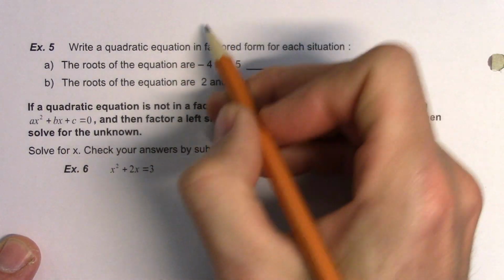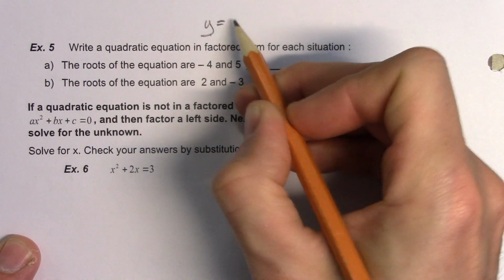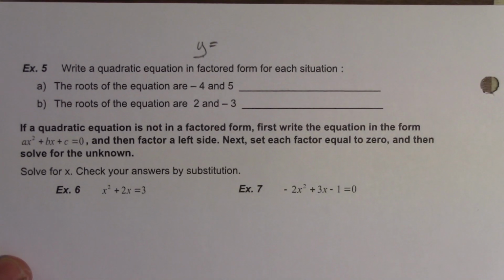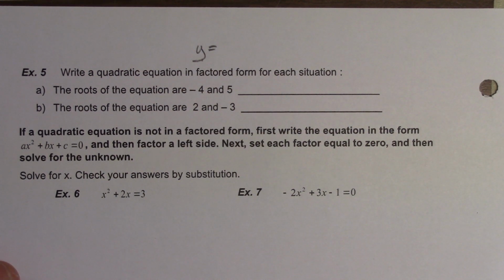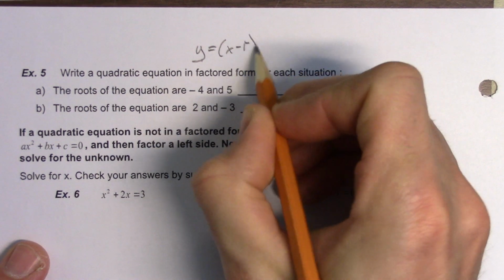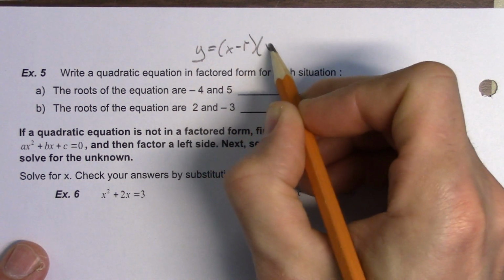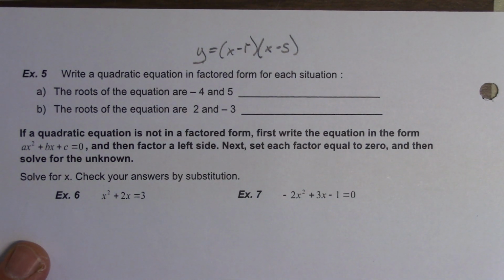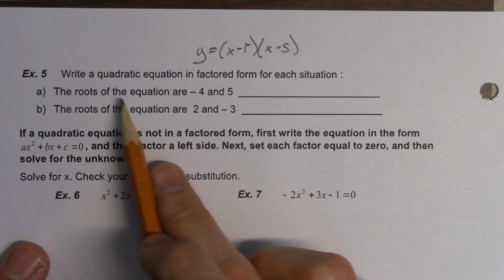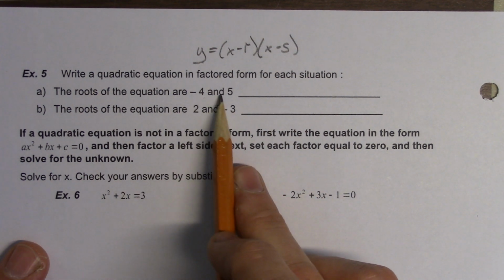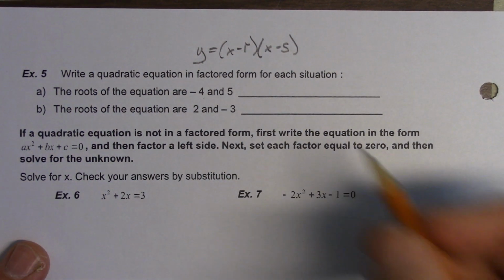Factored form, I'm going to write it up here. Y equals what? You're talking about what the factored form is? Yeah, what is it? x minus r, and then x minus r. Very good, Chenier. Excellent. So that's the factored form. Now Douglas is going to tell us, the roots of the equation are -4 and 5. What's the equation going to be for the quadratic?